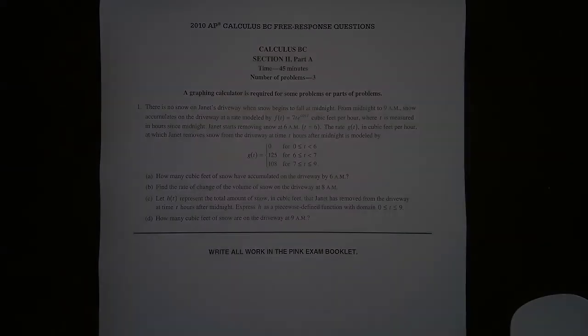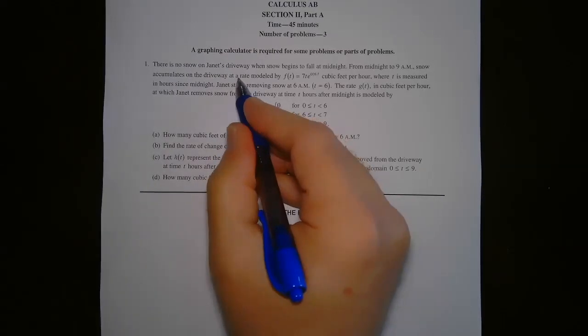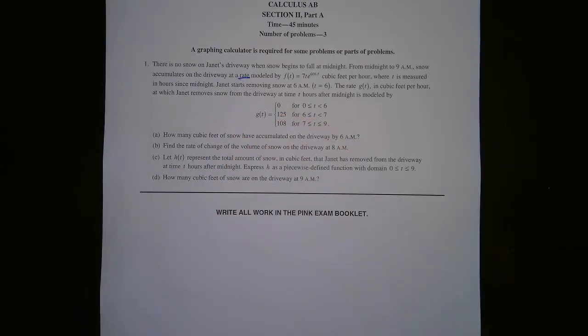For question 1, there's no snow on Janet's driveway when the snow begins to fall at midnight. From midnight to 9 a.m., snow accumulates on the driveway at a rate modeled by f of t equals 7t e to the cosine t, cubic feet per hour. Notice the keyword rate. Rate modeled by means that's a derivative, and the units are cubic feet per hour. If we integrate this, that takes away the hour unit, and we're left with cubic feet, which is an amount of snow that's accumulated.